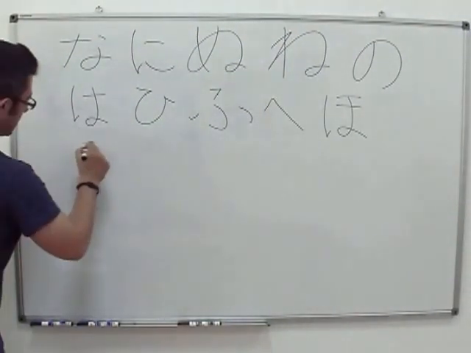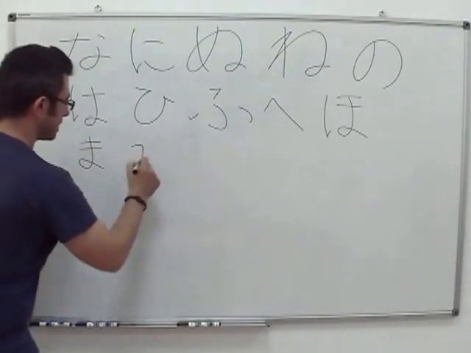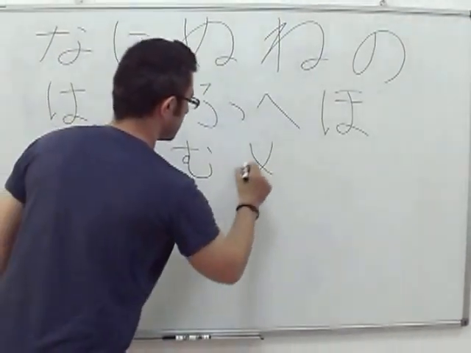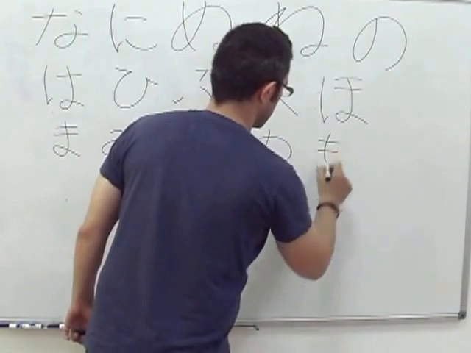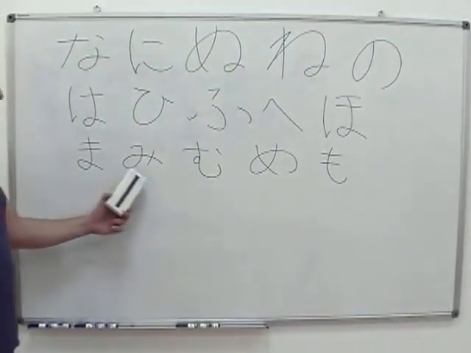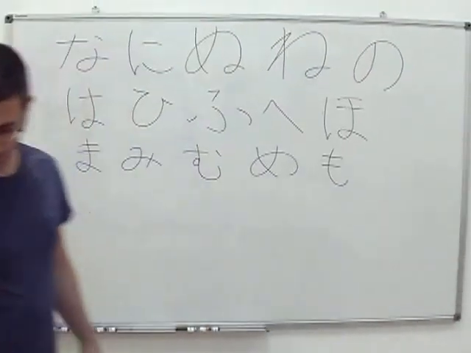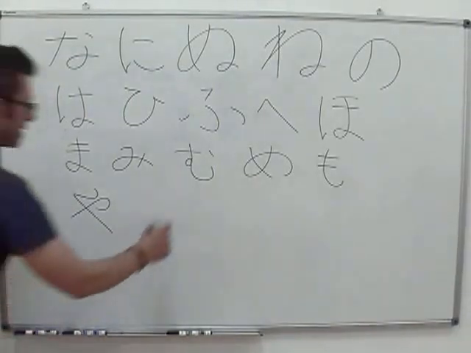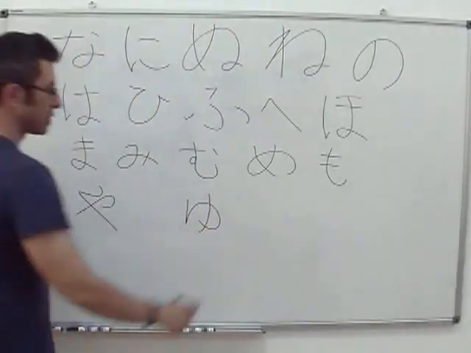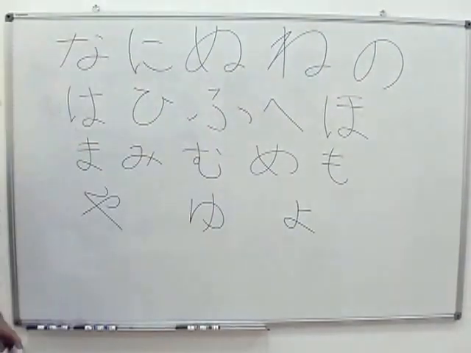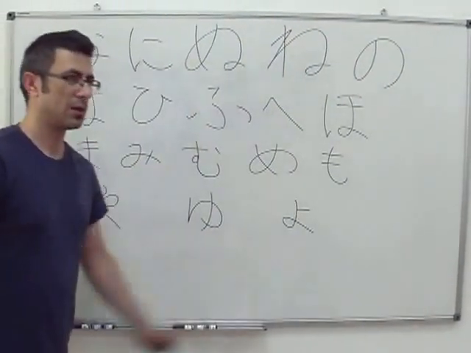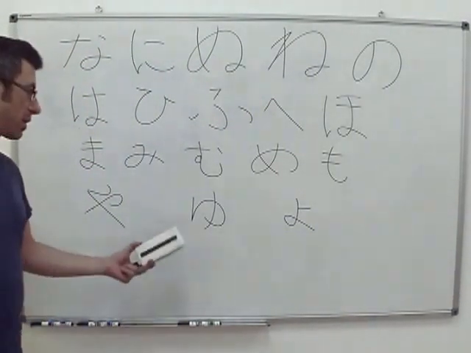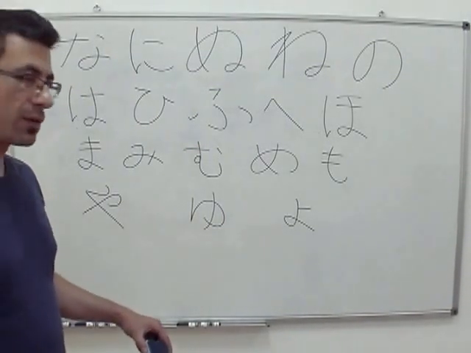Next is ma, mi, mu, me, mo. Ma, mi, mu, me, mo. Ya, yu, yo. Ya, yu, yo. Here we have only three. We will use these also later in smaller form for combinations. You will understand later.